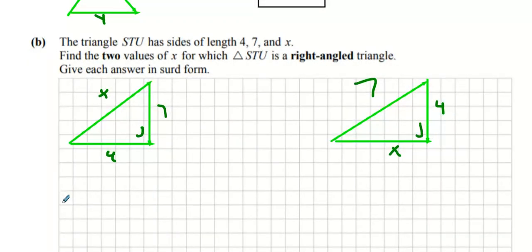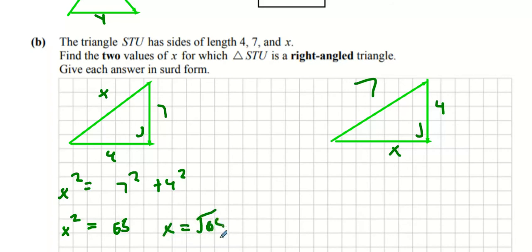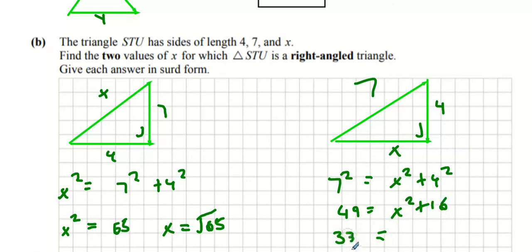So we can say that x squared equals 7 squared plus 4 squared. x squared equals 49 plus 16, which is 65, we hope. And x will equal root 65 in surd form. Or in this one, it's 7 squared equals x squared plus 4 squared. 49 equals x squared plus 16. 33 equals x squared. x equals root 33.